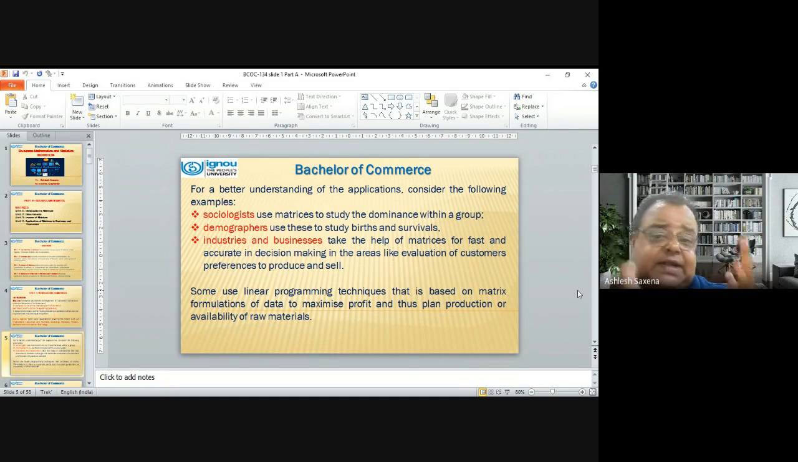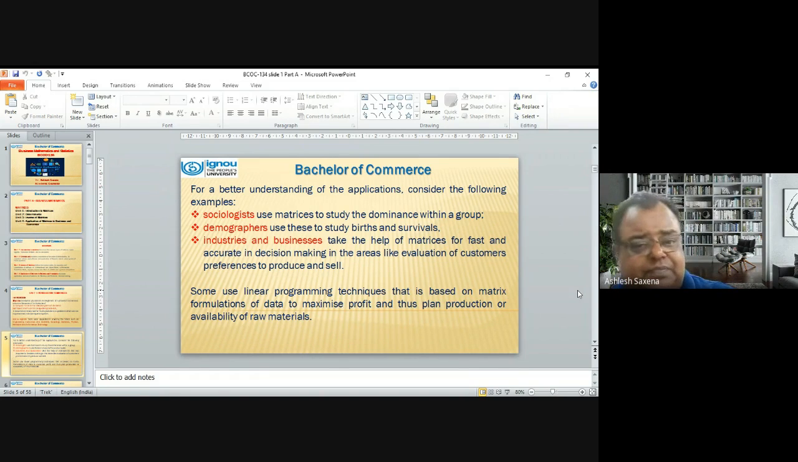For a better understanding of the application, we consider the following examples. Sociologists use matrices to study the dominance within a group. Demographers use these to study births and survivals. Industries and businesses take the help of matrices for fast and accurate decision making in areas like evaluation of customers' preferences to produce and sell. These applications we will be discussing in Unit 4 when we take up practical examples.